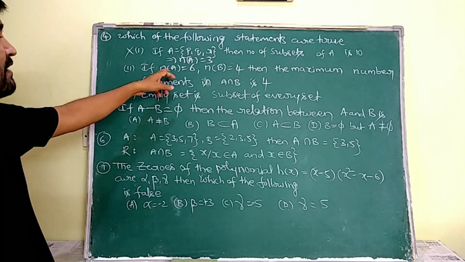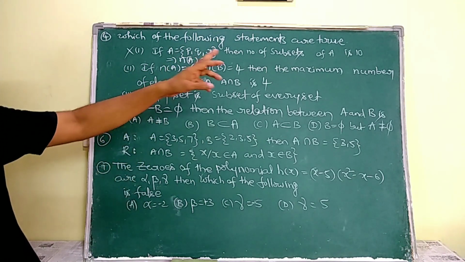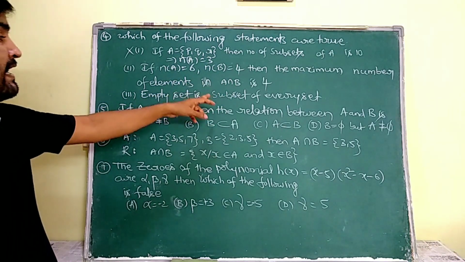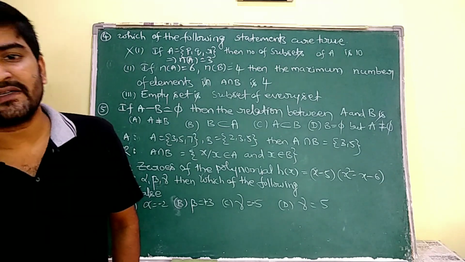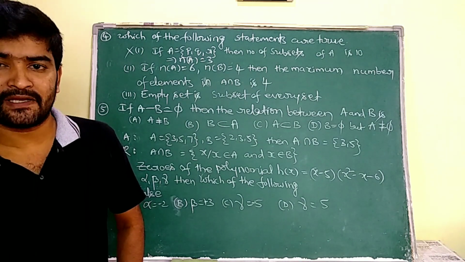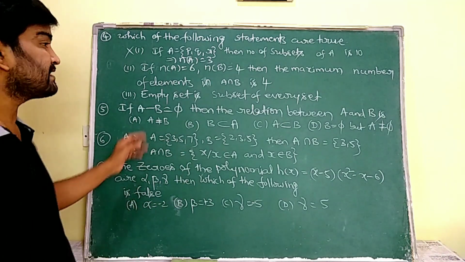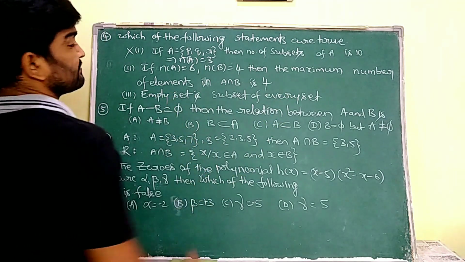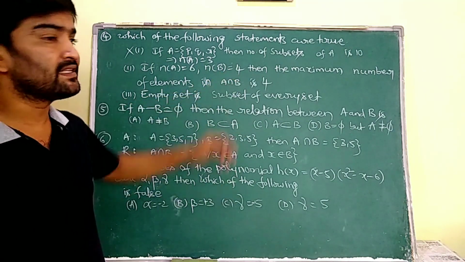Next, if the number of elements in A is equal to 6 and the number of elements in B is equal to 4, then the maximum number of elements in A intersection B. A intersection B means we have to write the common elements of both A and B. So he is asking us the maximum number of elements which come under A intersection B is 4. Yes, this is true.